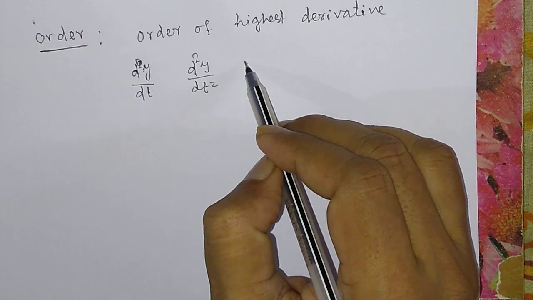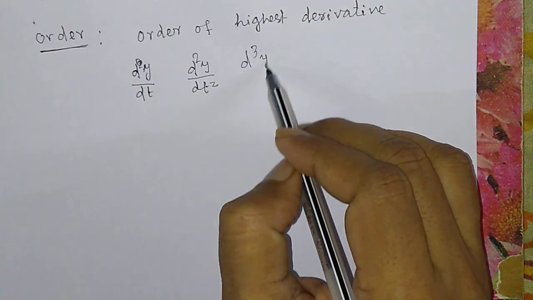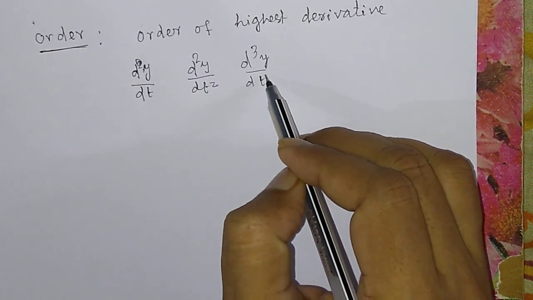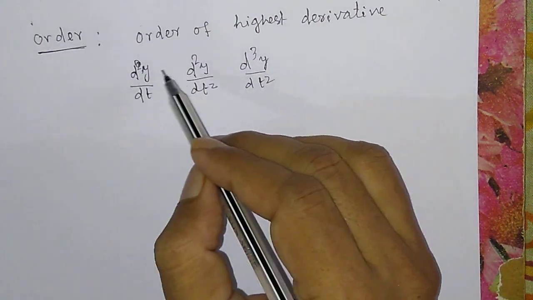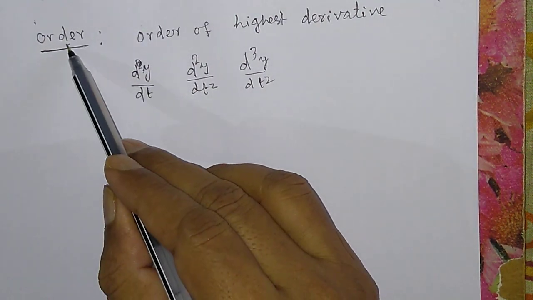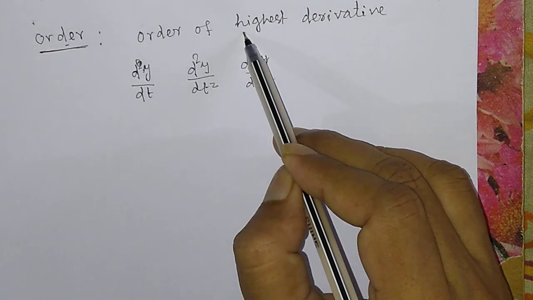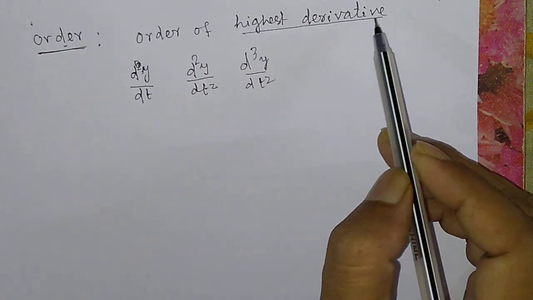You have also third derivative. Suppose three derivatives are present in a differential equation. Then what will be the order of the differential equation? Order means the order of the highest derivative.